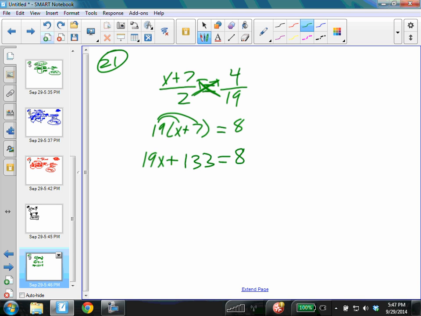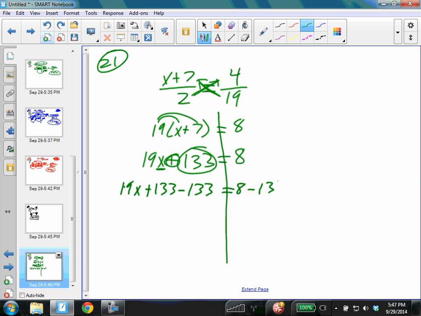That's going to be equal to 8. Now that I've done my cross multiplication, this is like any other equation, so that equal sign is splitting things up. So to get this x by itself, the first thing I have to move is the 133 over here. Since it's a positive 133, I'm going to subtract 133 from both sides.